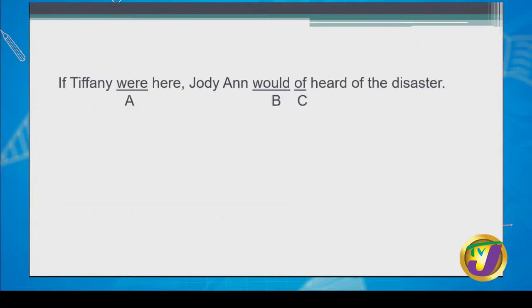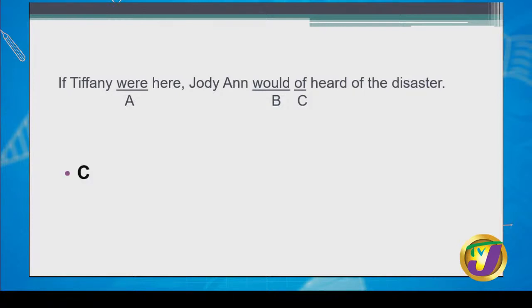If Tiffany were here, Jody Ann would have heard of the disaster. Look at that carefully. If Tiffany were here, Jody Ann would have heard of the disaster. Where is our error? Is there an error? Is it the were? Is it the would? Or is it off? Ready? Should be by now. And this is a common error actually. So C is where we have our error.